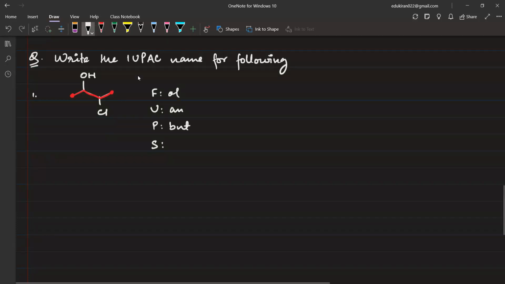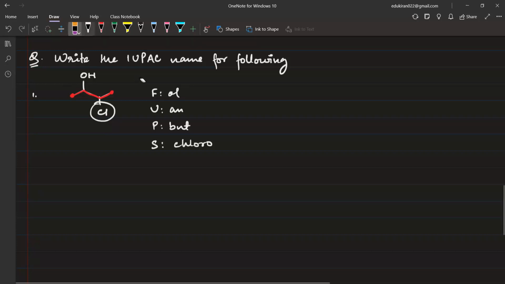So OH we have already done as the functional group. So what is remaining? Only Cl. So for Cl, what do we write? Chloro, right? That's it. Now what you need to do is just number it. So numbering will start from the carbon atom that is nearest to the functional group, right? So numbering starts from the first carbon atom.